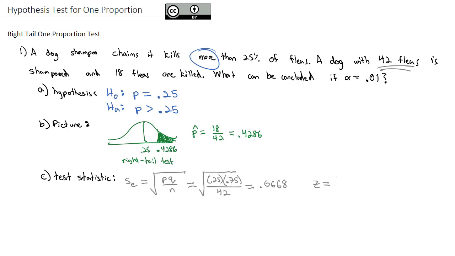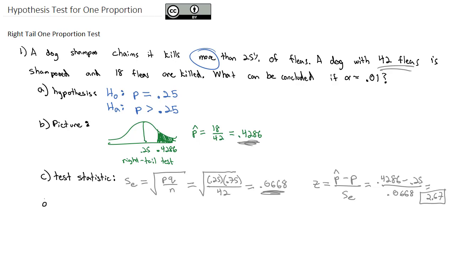Once we know our standard error, then we can calculate the actual test statistic z. Z is found by taking our sample proportion p hat, subtracting the claimed proportion, and dividing by the standard error. So in our case, 0.4286, the sample proportion, minus the claimed proportion of 0.25, divided by the standard error that we just found, which is 0.0668. And that's going to give us 2.67 for our test statistic.